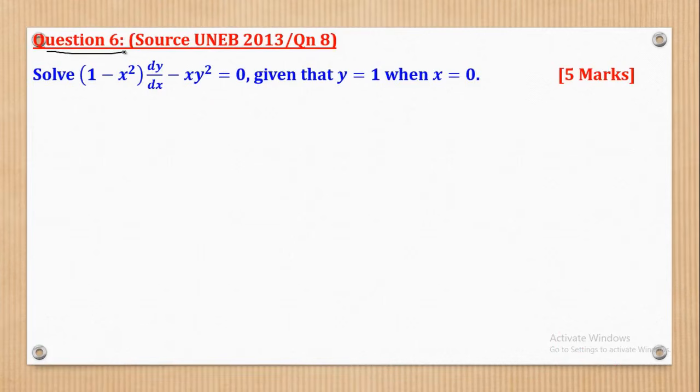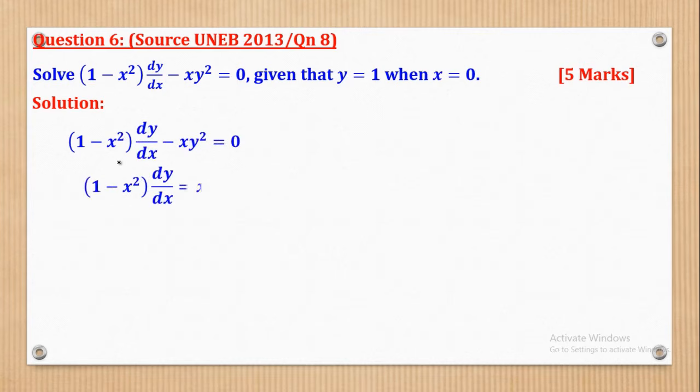So now we shall go to question 6, which came from UNEB 2013, paper 1, question 8, and says solve this given that y is equal to 1 when x is equal to 0. So like I said, the first thing to do is to separate the variables. So look for a way of separating the variables. You shall first put this on this side to come up with this line.